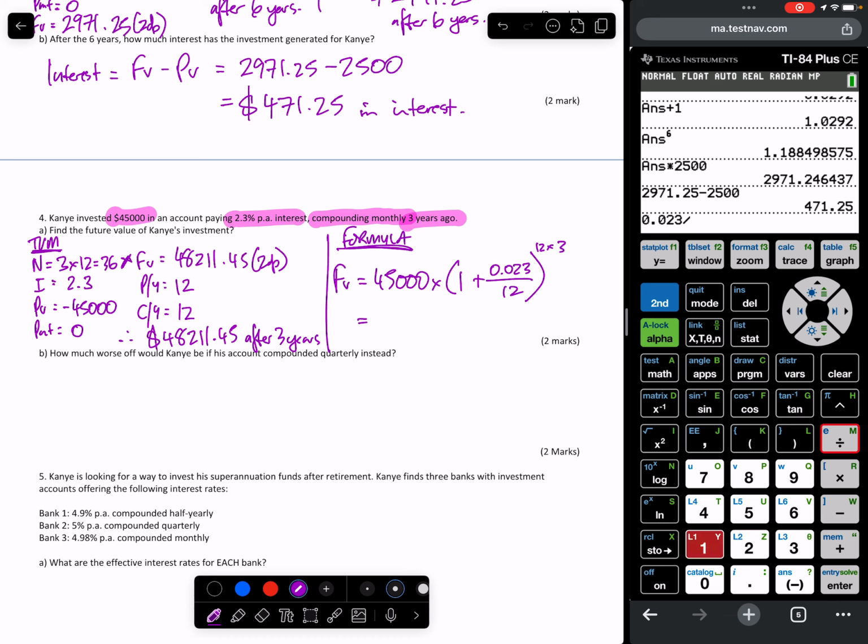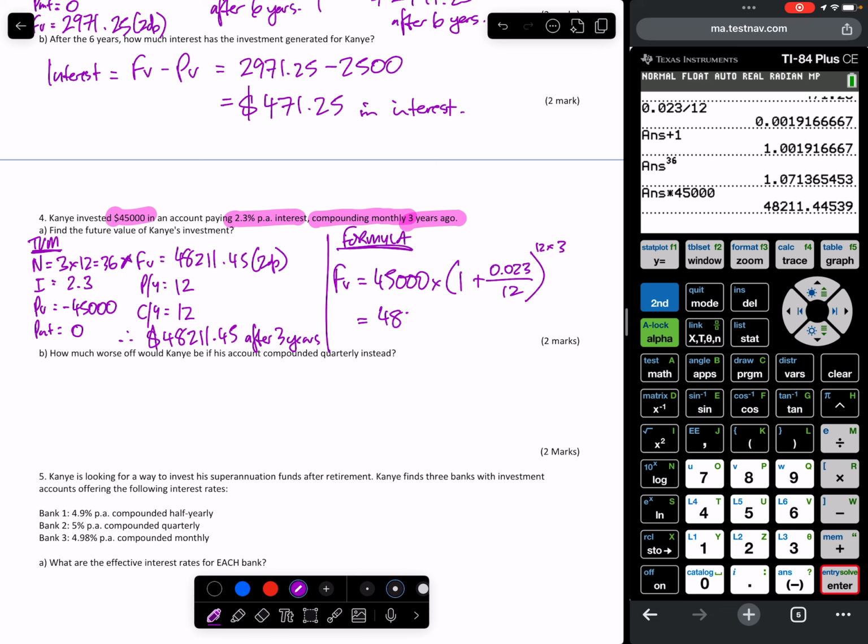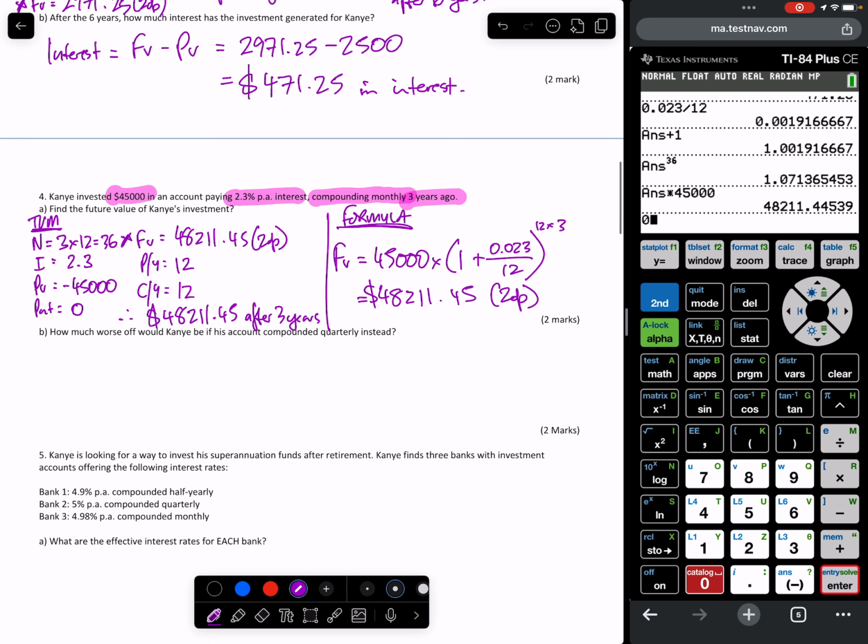So put into the calculator 0.023, divide that by 12, add 1 to it, close the brackets, to the power of 12 times by 3, which is 36, times that by 45,000. You see we get the same answer, 48,211.45 to 2DP after 3 years again, right?